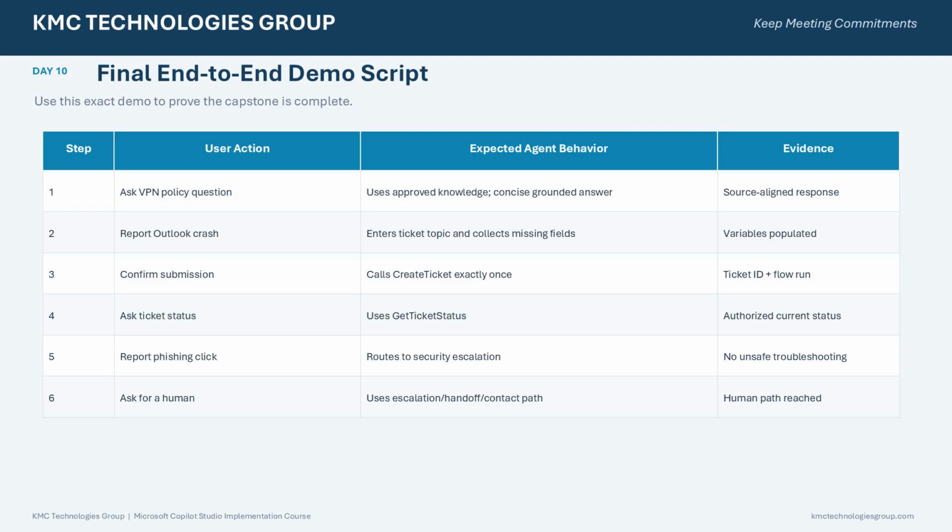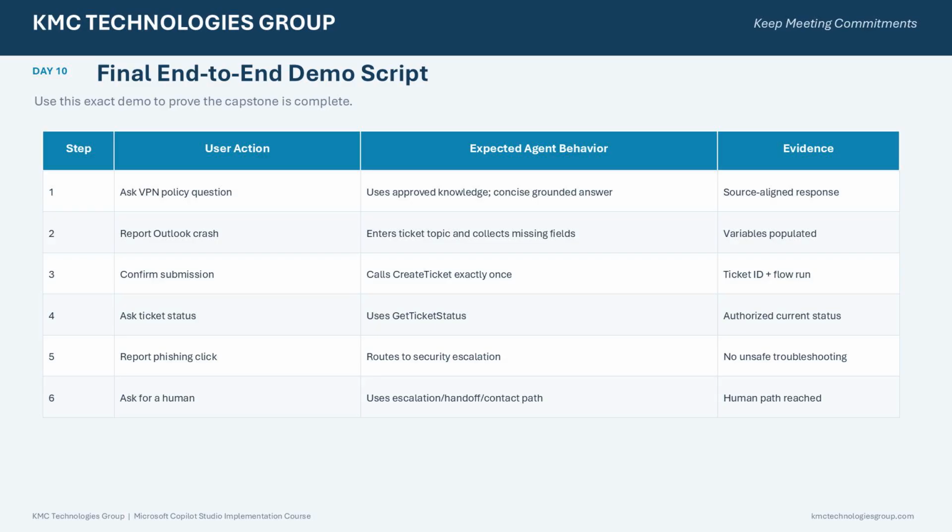First, the user asks a VPN policy question. The expected behavior is a concise answer grounded in the approved knowledge source. The evidence is the source-aligned response. No ticket should be created because this is an information request.